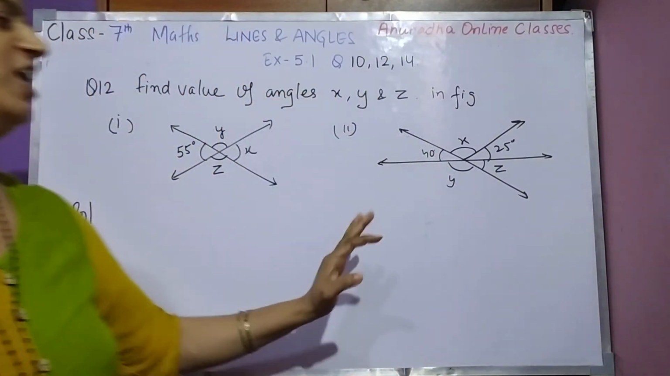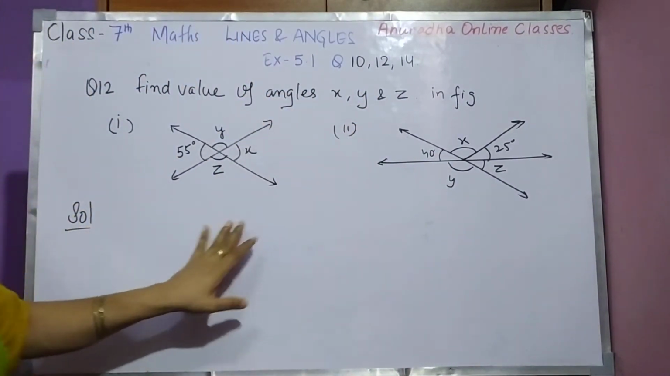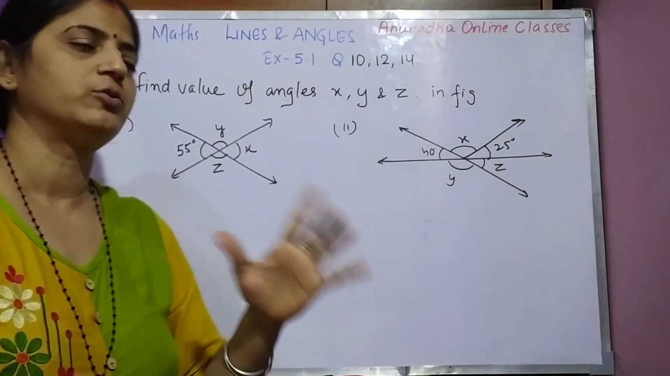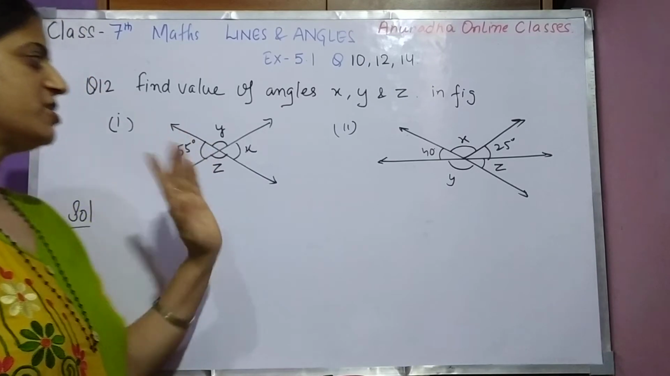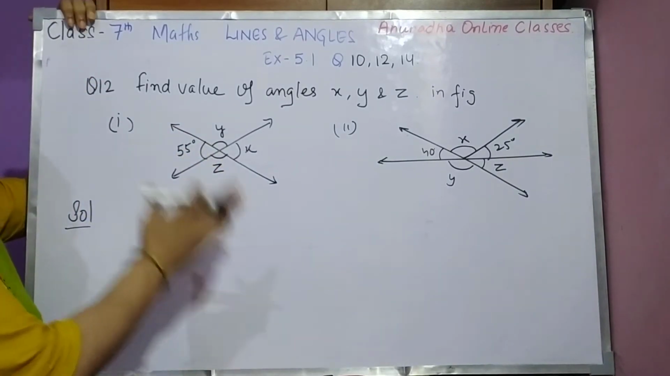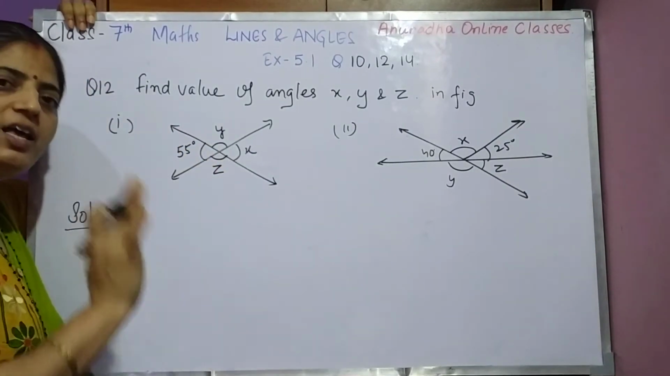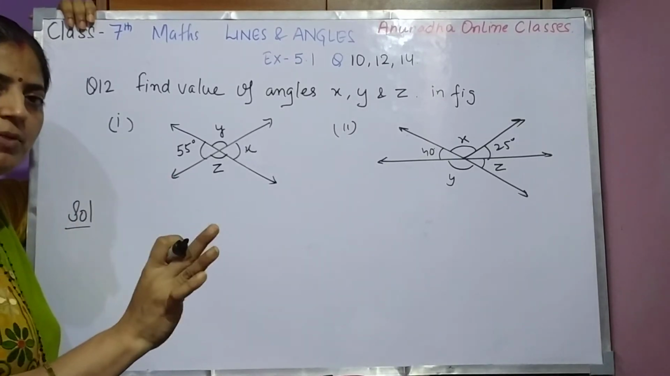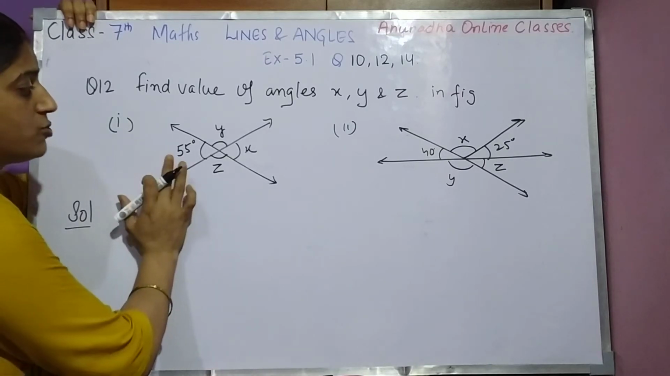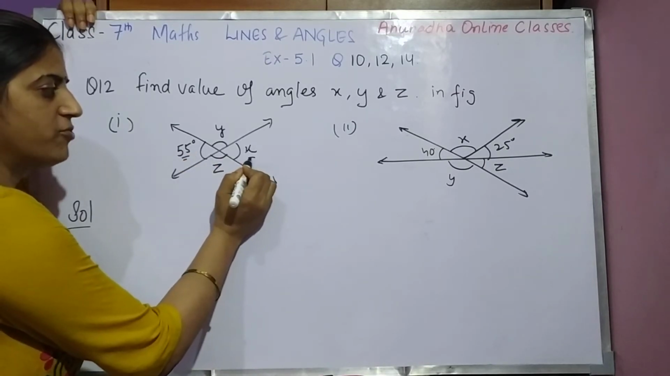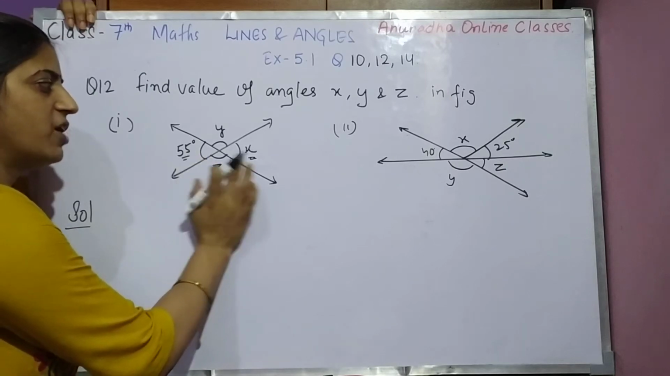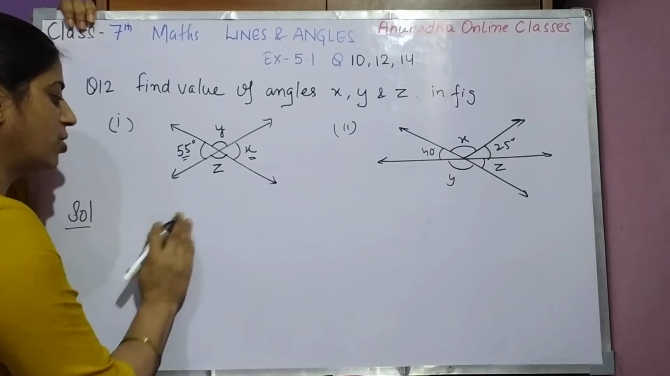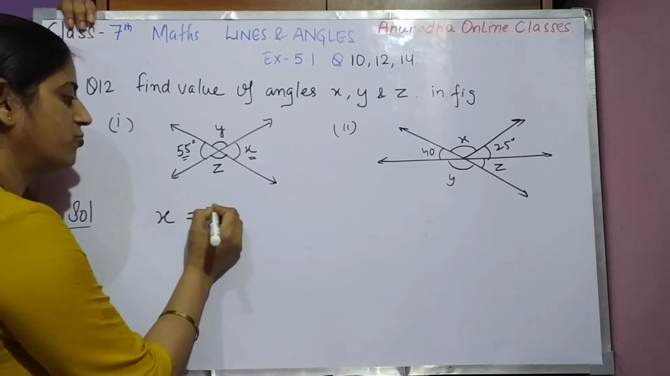Children, this is a very interesting and very important question. See, find the value of the angles, right? You have to find out the value of x, y or z in these two figures. Firstly, just see this one figure. You should keep in mind while doing lines and angles all that: vertically opposite angles, linear pair, related angles. Now see, this is 55. We have to find the value of x. 55 and x. These are equal, or you can write x is equal to 55 degrees.